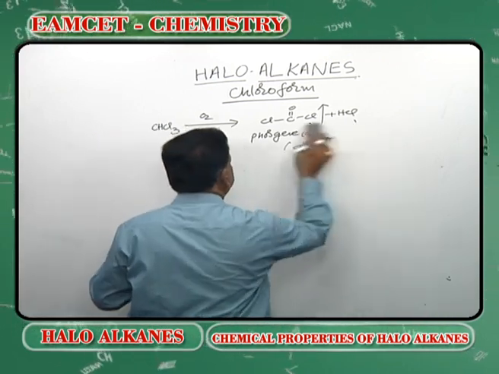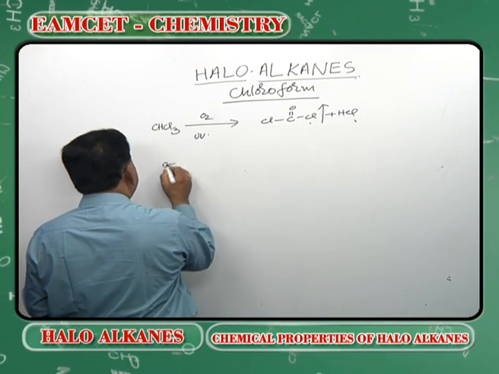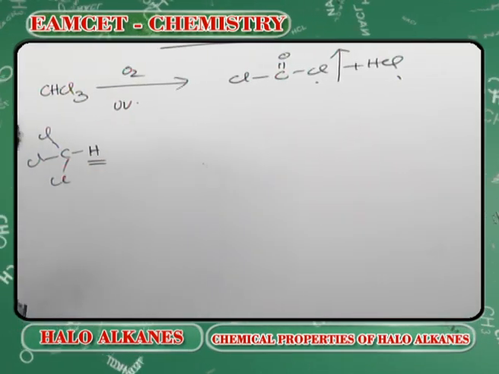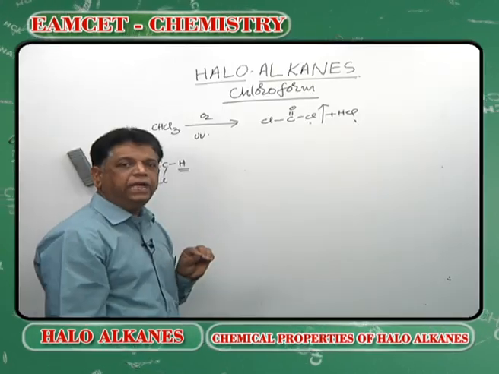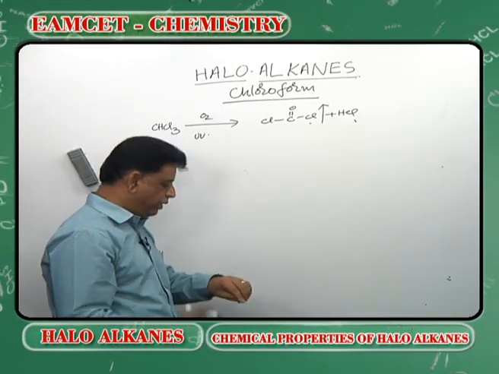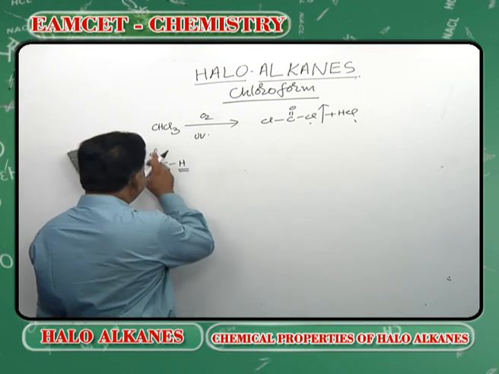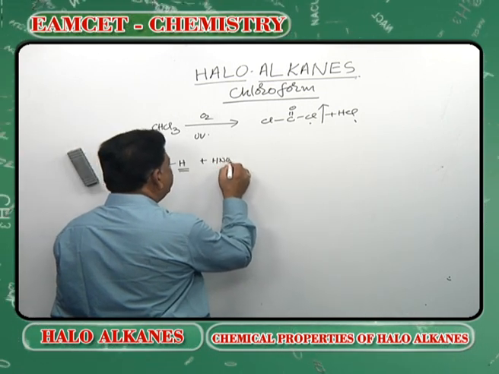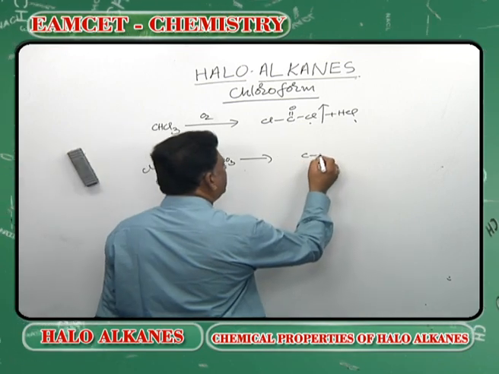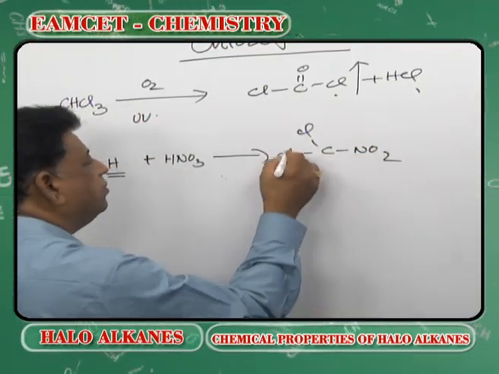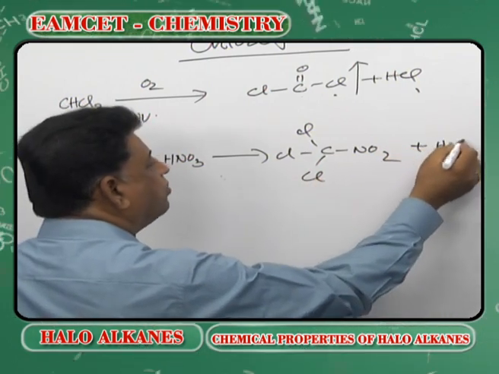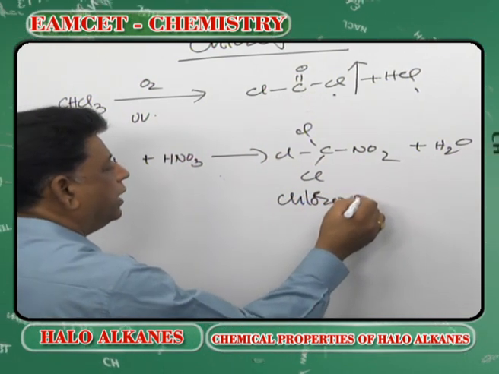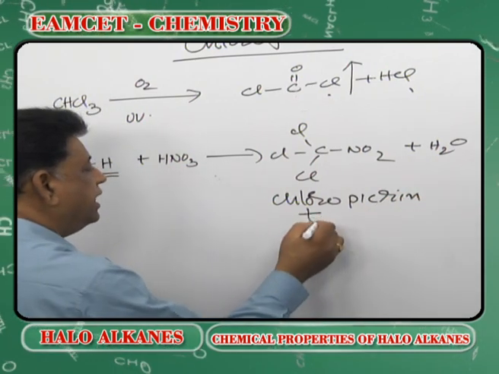Another property: in chloroform, because of the three chlorines present, the hydrogen is very reactive. Previously, in methane, the hydrogens are very stable and not reactive at all. But in chloroform, because of the three chlorines, the hydrogen has become very reactive and very easy to nitrate. When you add nitric acid, the NO2 group enters here and you get nitrochloroform plus water. This trichloronitromethane is known as chloropicrin.